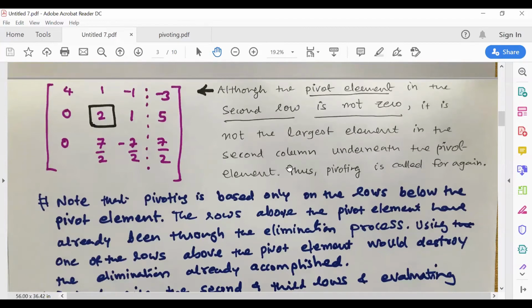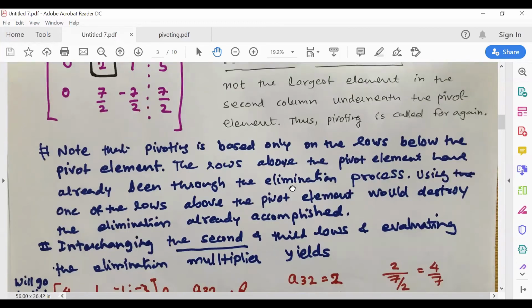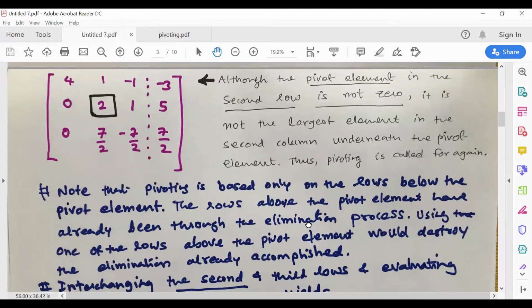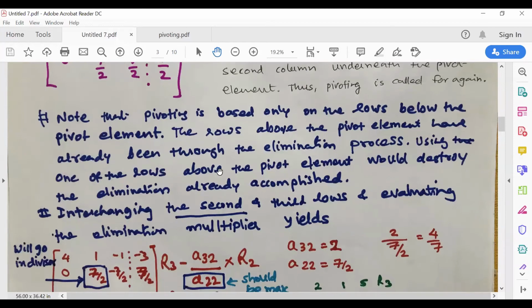So the largest element in the second column underneath the pivot element. So pivoting is called for again. And here note they have written that pivoting is based only on the rows below the pivot element. This is very important. The rows above the pivot element have already gone through the elimination process. Using one of the rows above the pivot element would destroy the elimination already accomplished. So we will not touch the first row once it has already been used for the elimination of these 2 points.